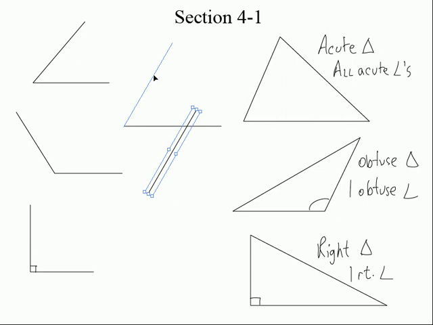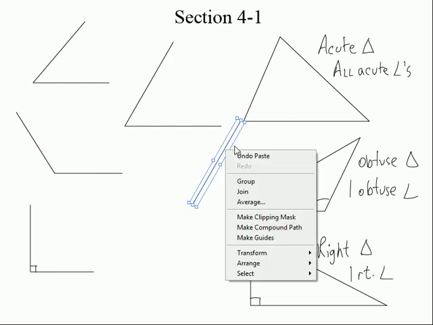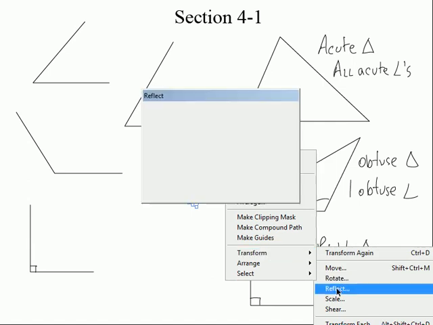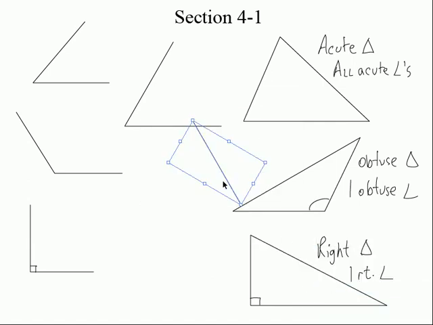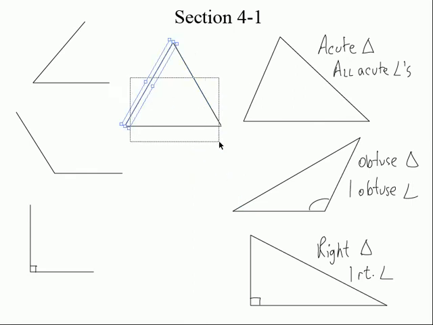I'm going to put it right there. I'm going to make all equal angles, because I'm dealing with the angles, right? Alright, let's see if I can get this to work. Yep, there we go. That looks pretty, doesn't it? Isn't that nice? And I'll group it.